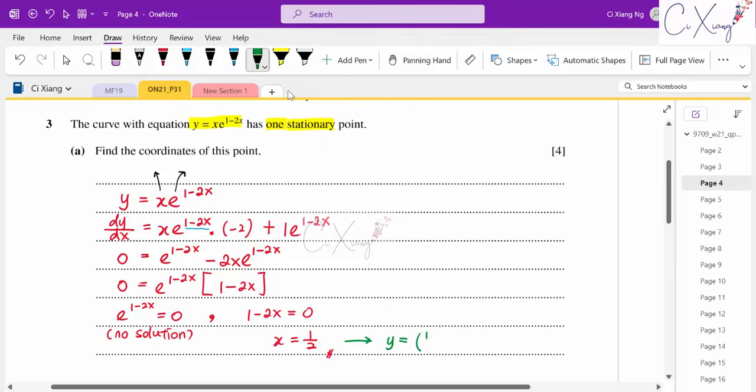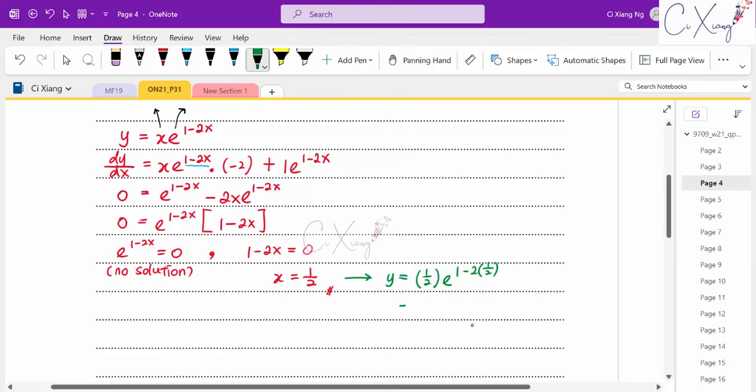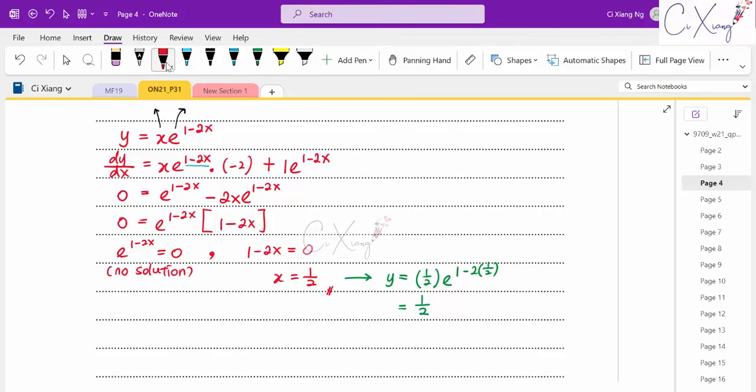So you have x times e to the power of 1 minus 2 times half. For this part, you have e to the power 0. e to the power 0, you get a 1. Therefore, your y is also equal to half. Okay, so from here, you successfully get the stationary point coordinates. So you can write it again: the stationary point coordinate will be equal to (half, half).